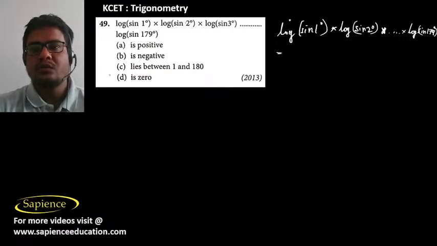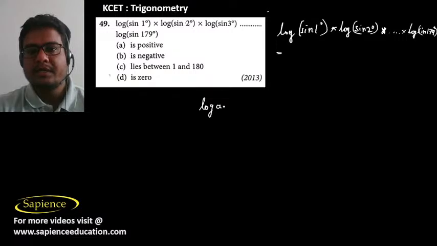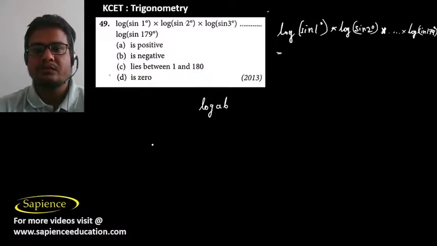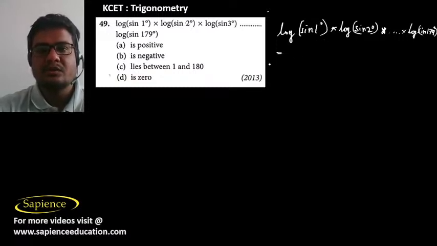So we know that log of ab is equal to log a plus log b, but here we have to take the product of all these. Now we have to find whether the value is positive or negative, and whether it lies in between 1 and 180, and whether it is 0 or not.